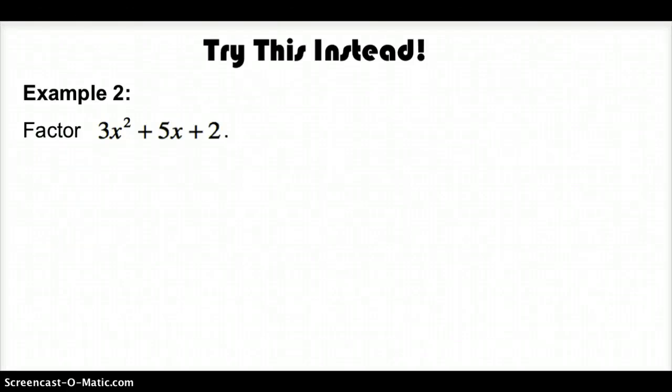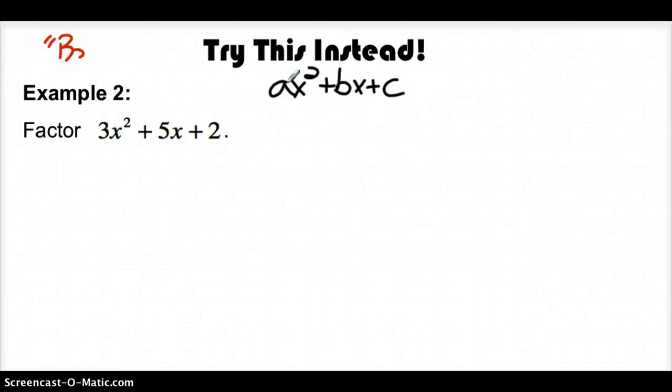Okay, let's look at a few more examples of this bottoms-up factoring method. Again, I'm not going to write this on every single slide, but it's ax squared plus bx plus c. Remember, our a value is no longer 1. This is the bottoms-up factoring method that we're using. Remember why we call it bottoms-up: the number from the denominator comes up and becomes the coefficient of x in each of our factors.